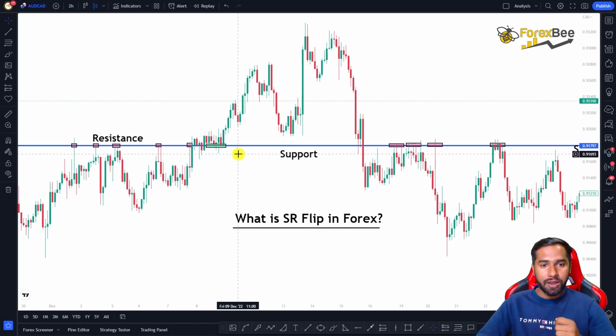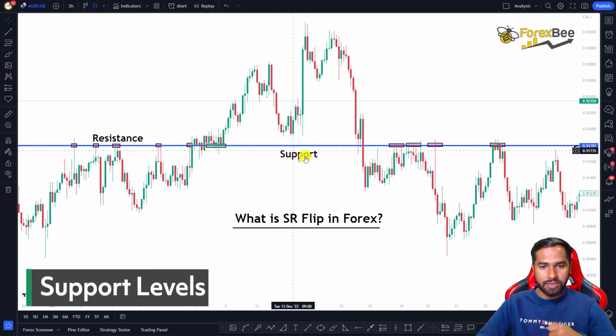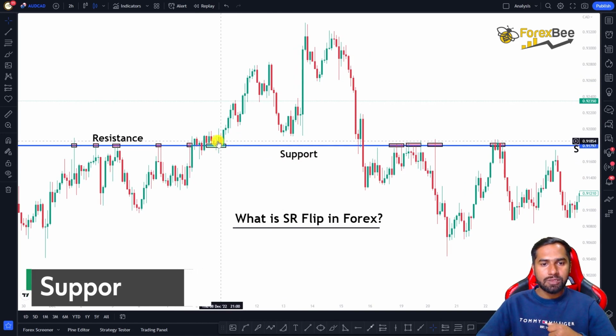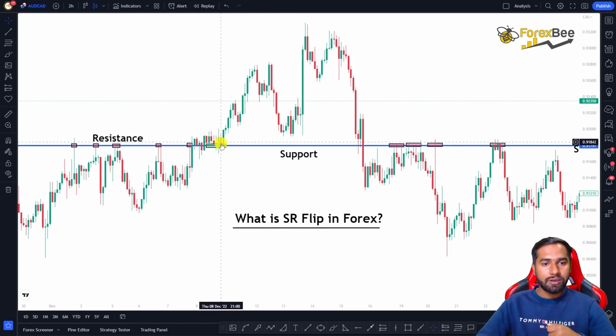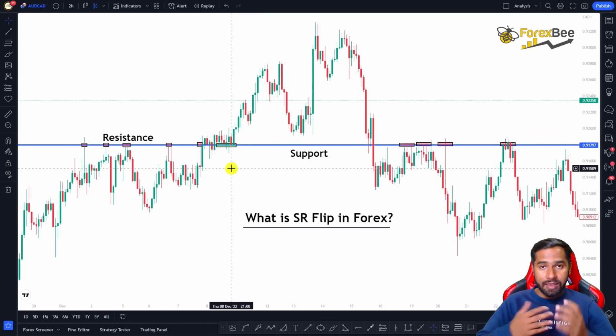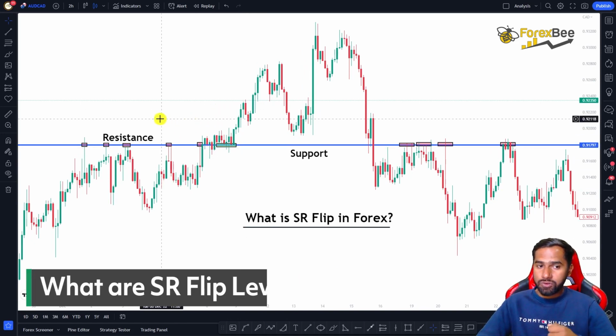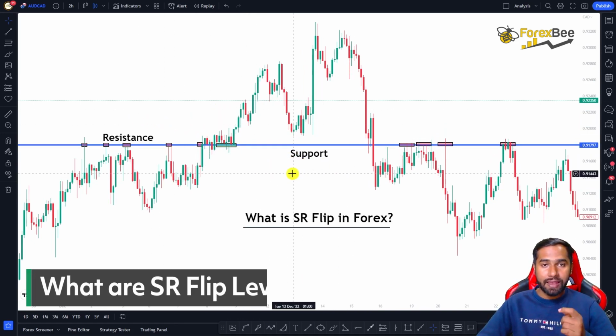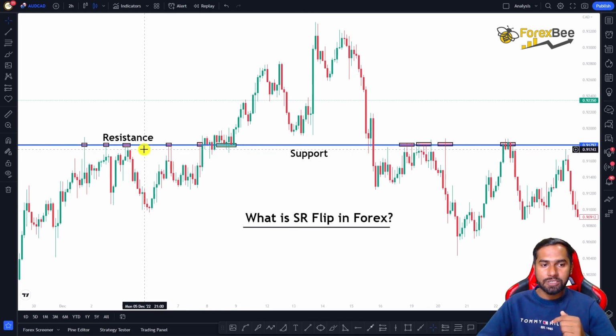Now, if the price comes down and gets bounced in the bullish direction from a certain level, that level will be called a support level. As you can see here, from this level the market is getting rejected in the upward direction, so this will act as a support level. Now what are SR flip levels? As I just told you about the resistance and support levels, an SR flip level is a level from which the market turns a resistance into support. So any level where resistance turns into support or support turns into resistance will be called an SR flip level.